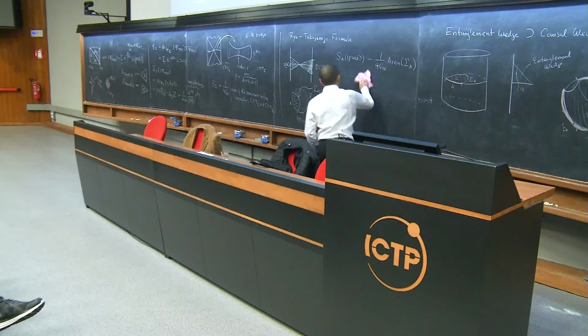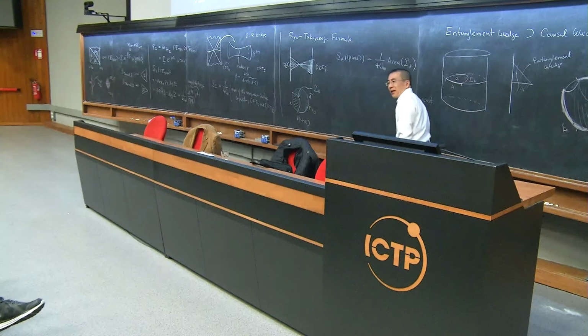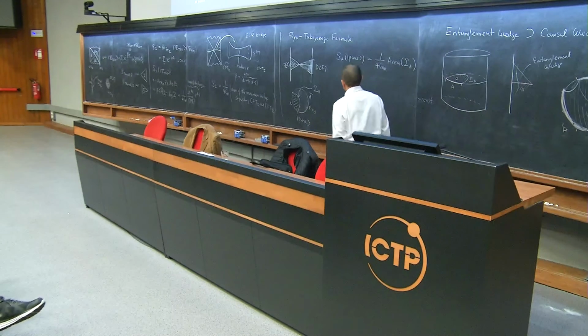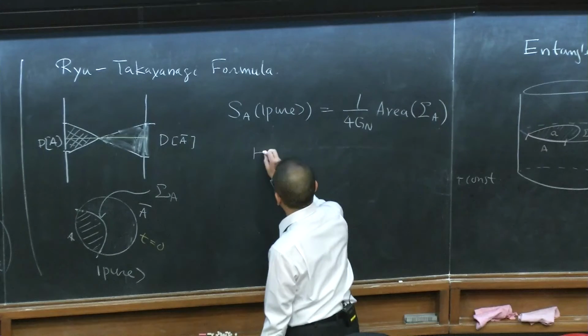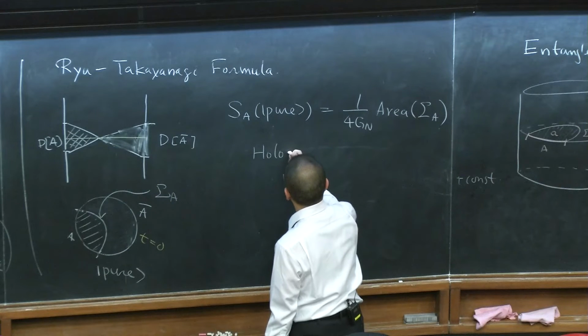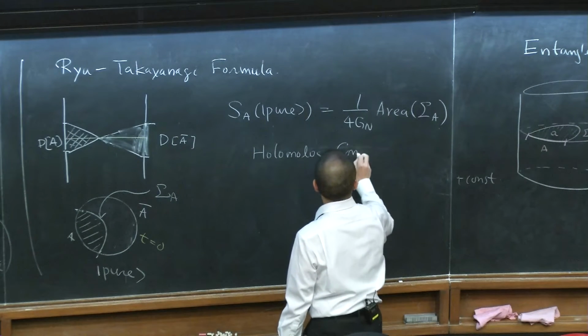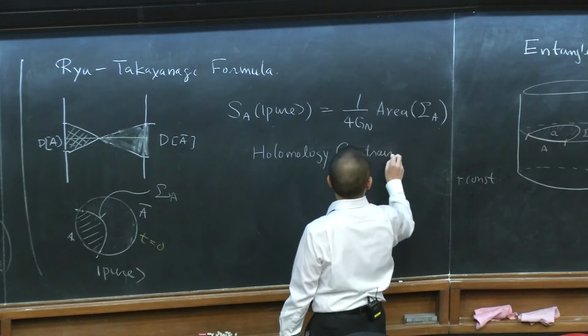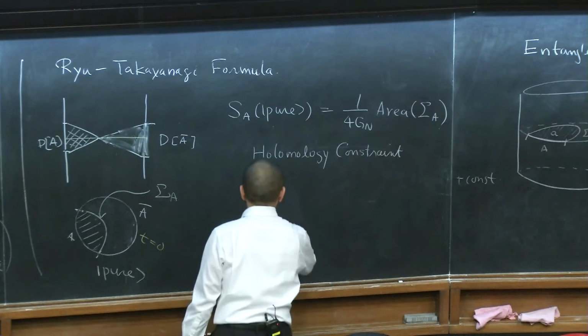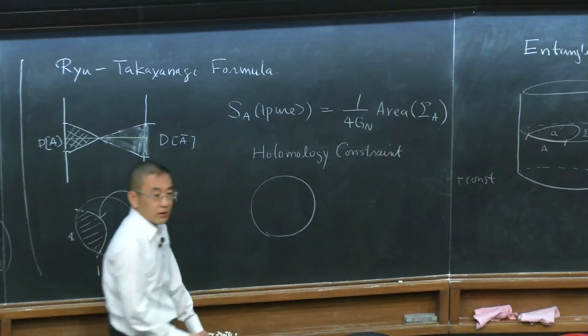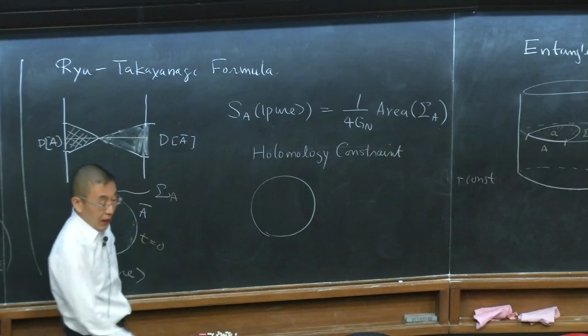If I have time. I have about 40 minutes left, I guess. So in the Ryu-Takayanagi formula, we have a condition called the homology constraint. That is, the Ryu-Takayanagi surface has to be homologous to the boundary domain A.